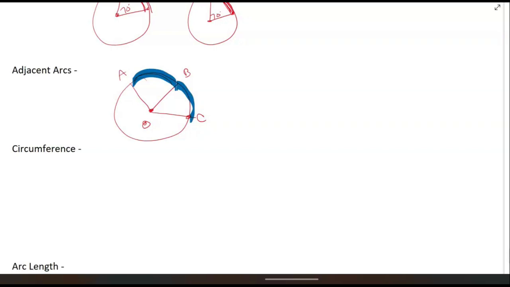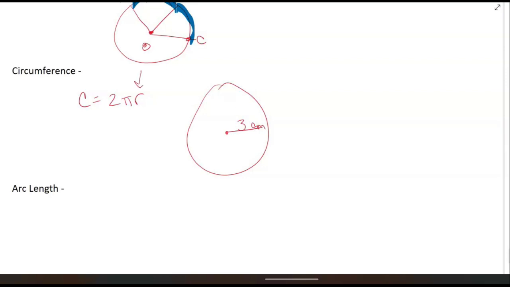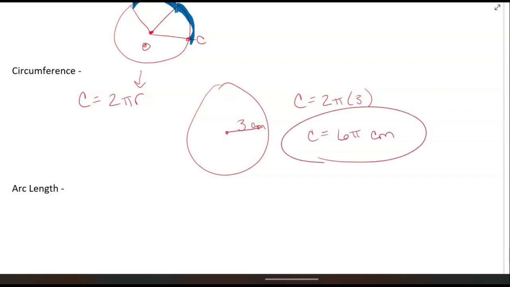Okay. You probably remember circumference is 2 pi r. So if you have a circle and you're given the radius, let's say it's 3 centimeters. Remember, we're always using the radius, not the diameter, the radius. You could find the circumference by just plugging that in and then leaving it in terms of pi. So all of your answers I would like you to leave in terms of pi.